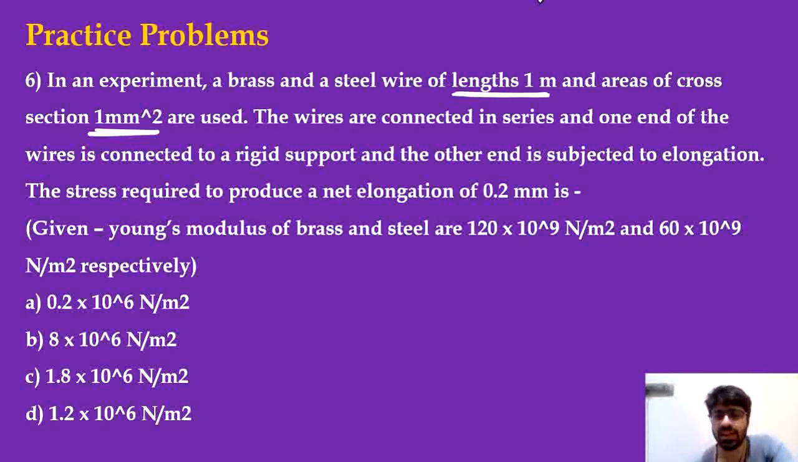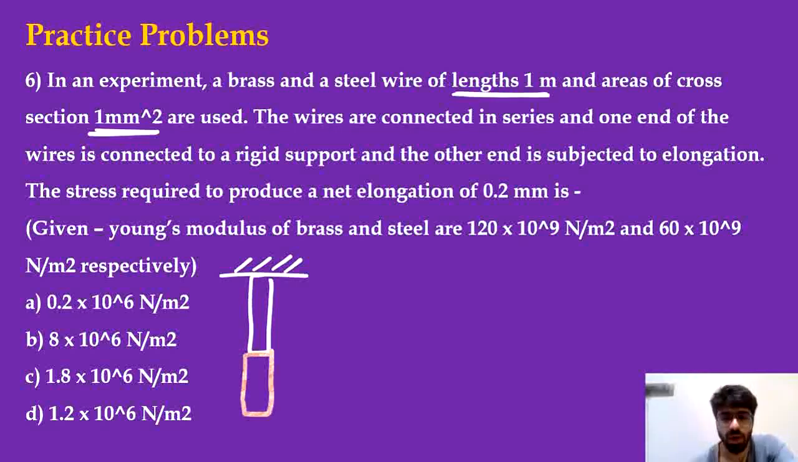The wires are connected in series and one end of the wires is connected to a rigid support and the other end is subjected to some kind of elongation. So if this is your rigid support, this is your wire number 1 and this is your wire number 2. One end of the wire you have connected to a rigid support, and at the other end you are going to stretch the wire so that the wires start elongating.